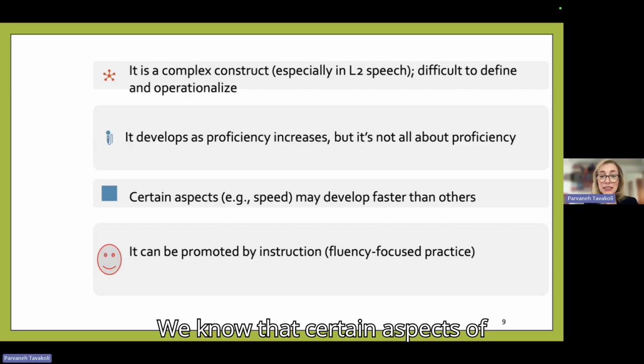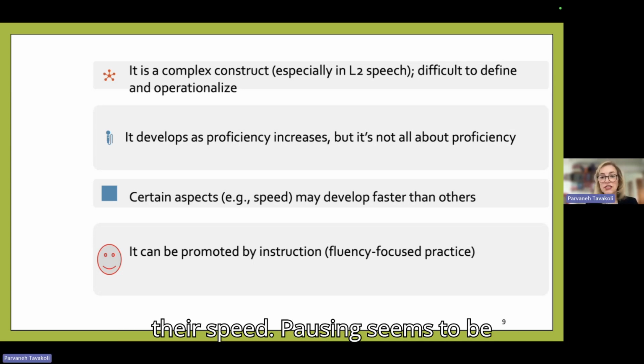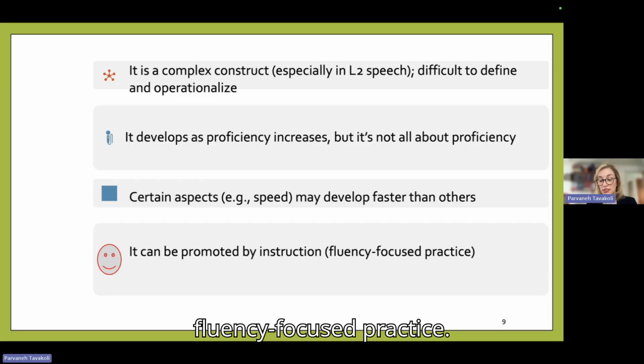We know that certain aspects of fluency develop faster than others. It's easier for people to develop their speed. Pausing seems to be quite resistant to change. And finally, we know that instruction helps. Language teachers have been successful in promoting fluency when they use fluency-focused practice.